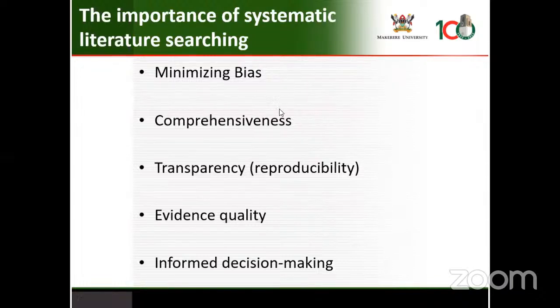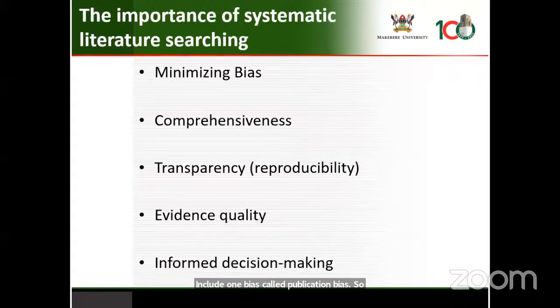All right, so the first one is minimizing bias. I will not talk a lot about some of these, because I think the risk of bias session is going to take place after this session. You will know the various biases in systematic reviews and how to avoid them. We know systematic review aims at minimizing bias. So the various biases that you're going to look at include one bias called publication bias.